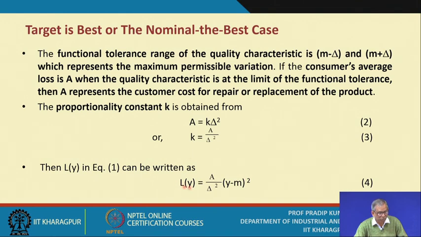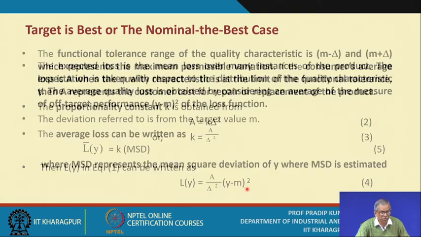So, this is the way you calculate this. The functional tolerance range of the quality characteristic is M minus delta to M plus delta, which represents the maximum permissible variation. If the consumer's average loss is A when the quality characteristic is at the limit of the functional tolerances, then A represents the customer cost for repair or replacement of the product. The proportionality constant is obtained as we have already computed, and L(y) is A divided by delta square, into (Y minus M) square.